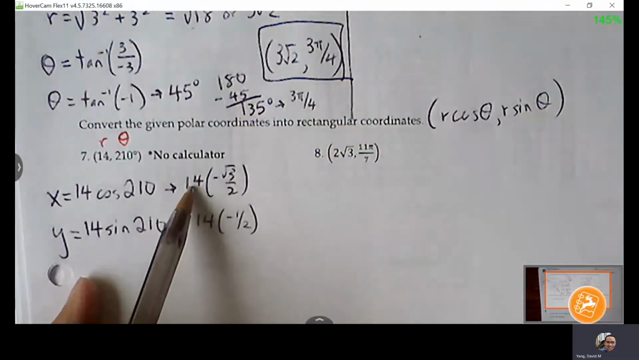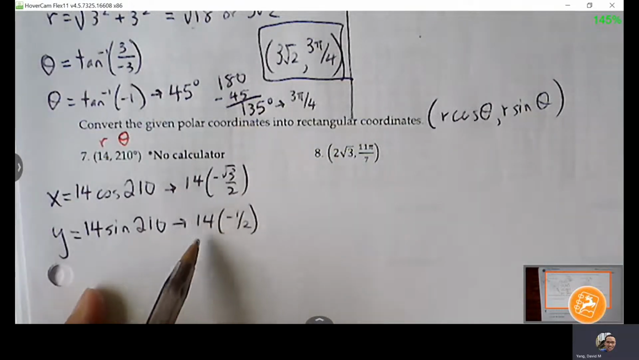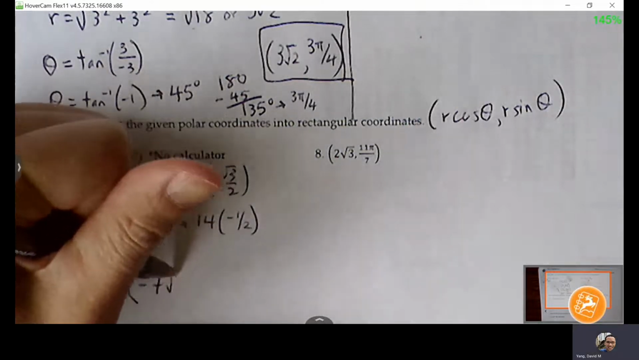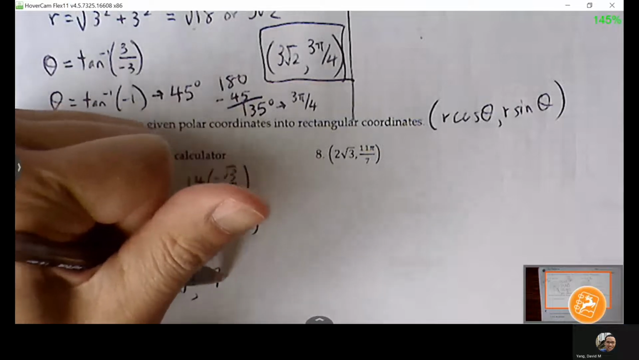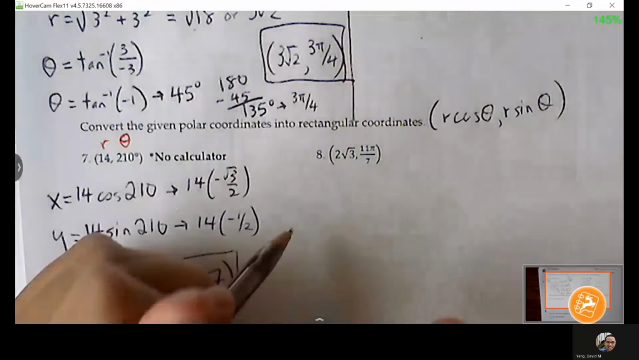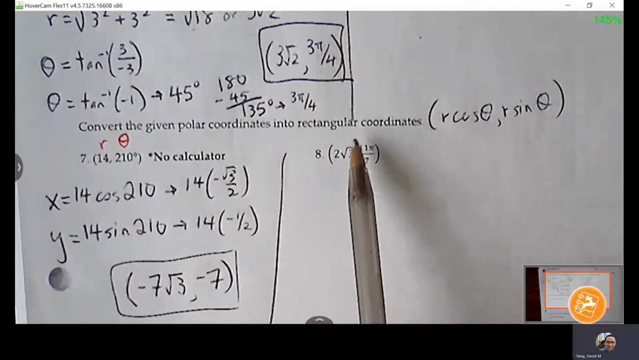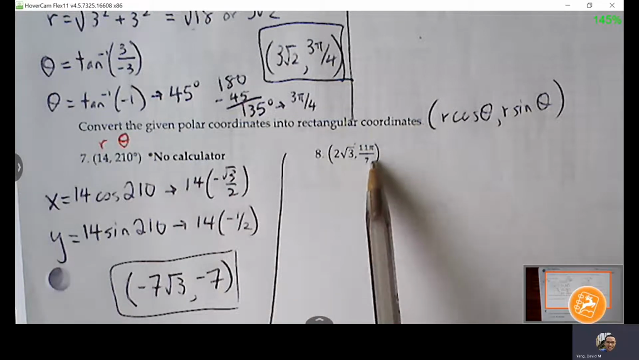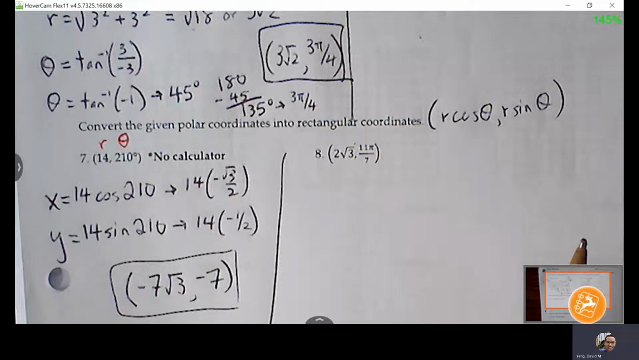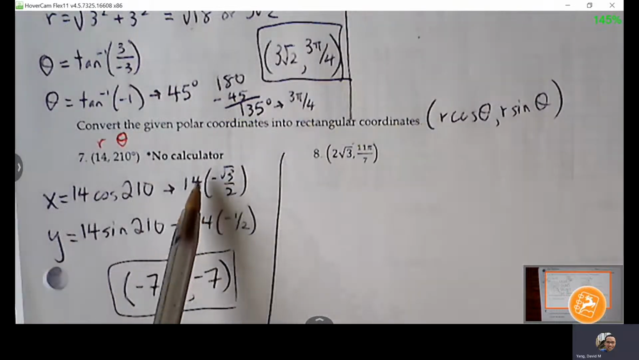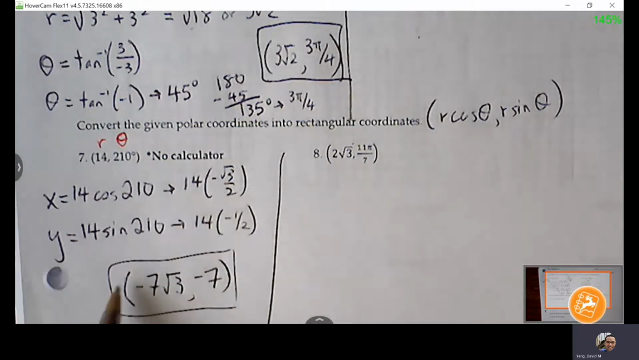Do a little bit of cleanup here. 14 divided by 2 is 7 with a negative carried over. And just put it in coordinate form. Number 8 is the same process. It's just that it's not a unit circle value, so you'll use a calculator, but on the test tomorrow, I'll give you unit circle values. You just simplify this. Just divide the fraction 14 and 2 and get it cleaned up.